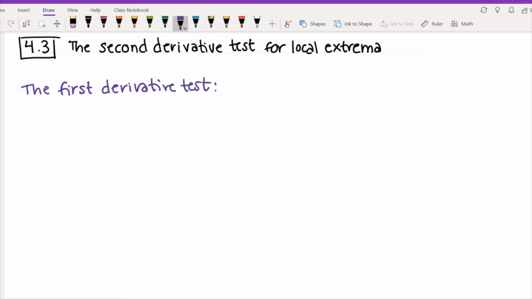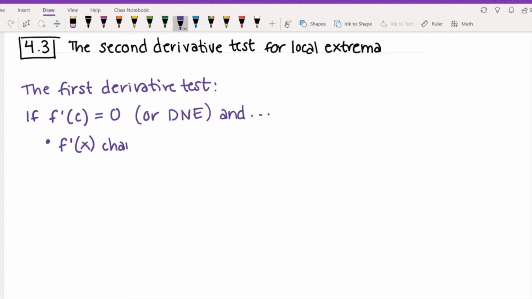says that if f prime of c is equal to 0 or undefined, and so I'm going to break this into a few different possibilities. So if you find that your derivative changes from positive to negative at x is equal to c.